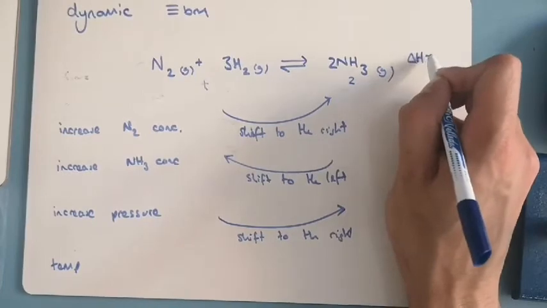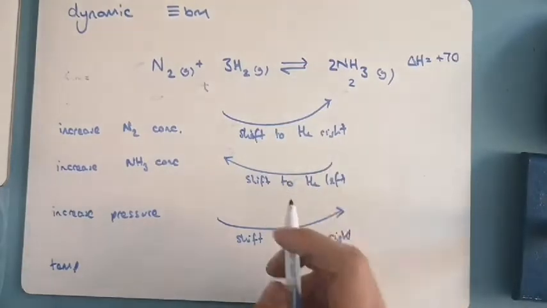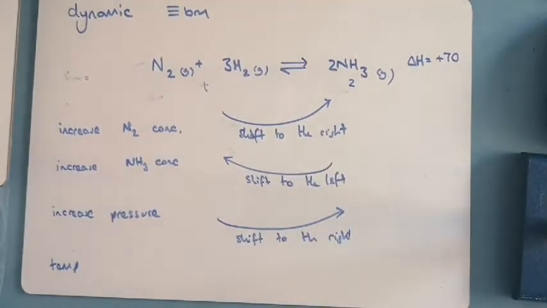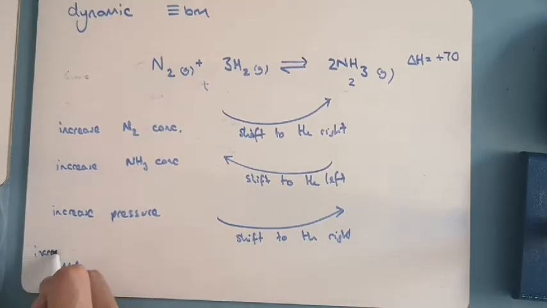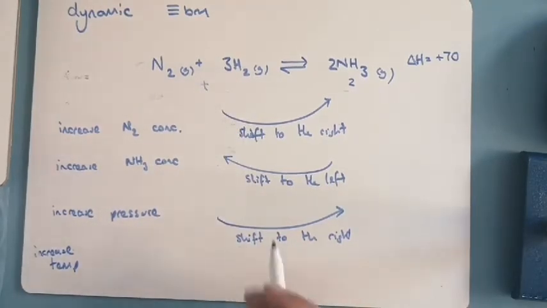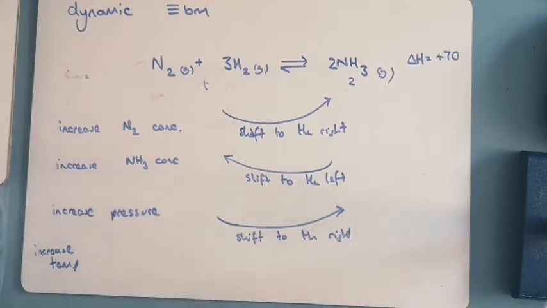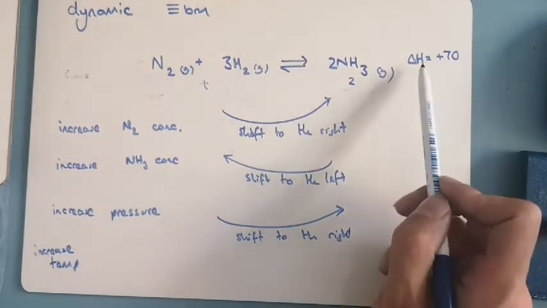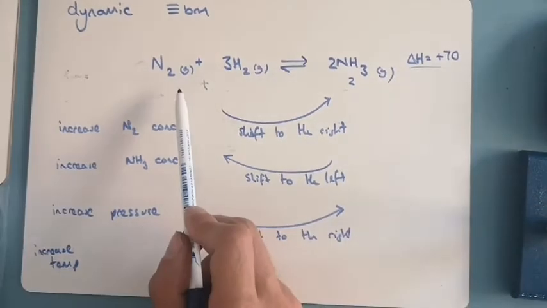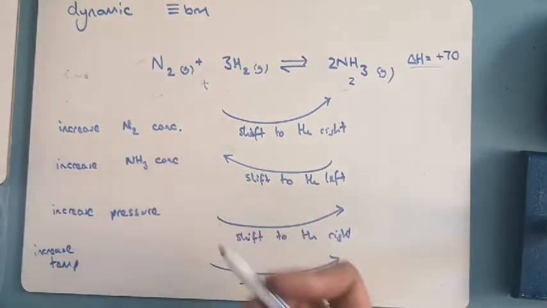and I can't quite remember the enthalpy for this reaction. Let's say the forward reaction on this is plus 70 kilojoules per mole. If we increase temperature, then the reaction is going to try and lower the temperature. So it's going to shift to the side that's endothermic. That will lower down the temperature. So if it's plus 70, then the right-hand side is endothermic, so it shifts to the right. If we lower the temperature, it shifts to the left.